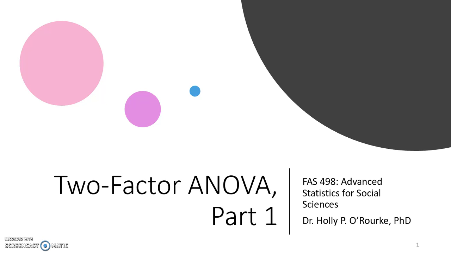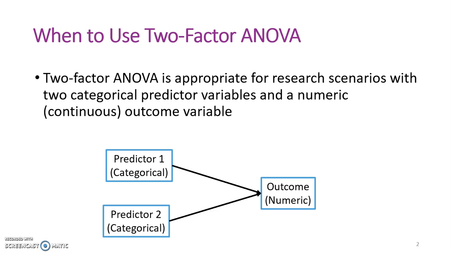In this lecture, I will introduce the concept of two-factor ANOVA, which is an extension of last week's material discussing one-factor ANOVA. The situation where we'd want to use two-factor ANOVA is for a research scenario where we have two categorical predictor variables, and as always in this class, a numeric or continuous outcome variable. Just one. So the difference here is that we would be adding an additional categorical predictor, also known as a factor, to our one-way ANOVA model.